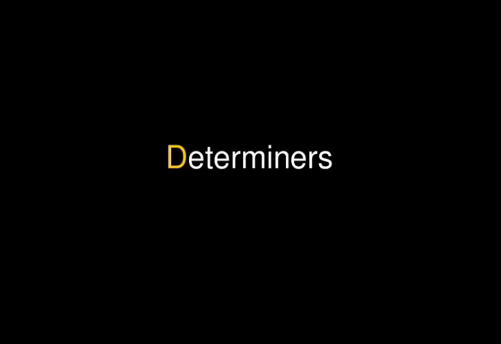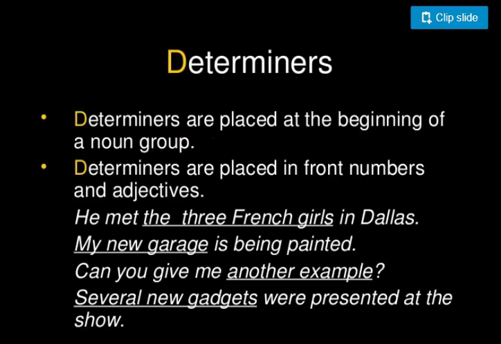So this is the second part of the lecture on pronouns. In the previous lecture we discussed the pronoun and its types. Now in this lecture we'll discuss what determiners are, how many types of determiners there are, and how they function when used with a noun. First of all, we discuss the definition: what a determiner is.